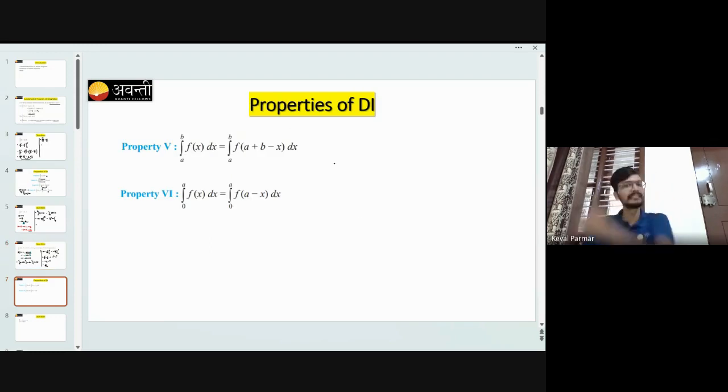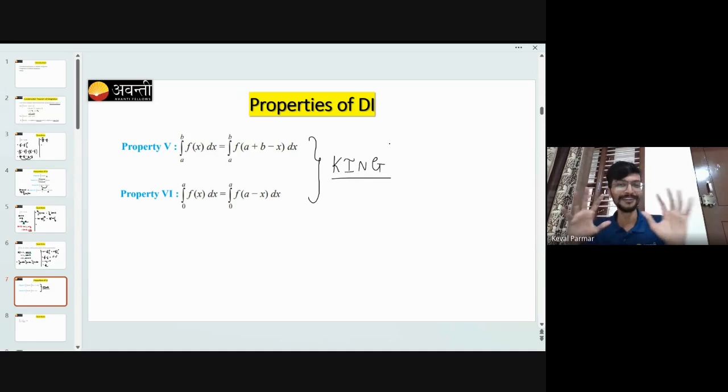Basically, properties 5 and 6 are known as the king of all properties, or we call it the king property. I read it in a book. I also didn't know when I was studying, but after some time I read somewhere in a book that these properties are known as king properties.